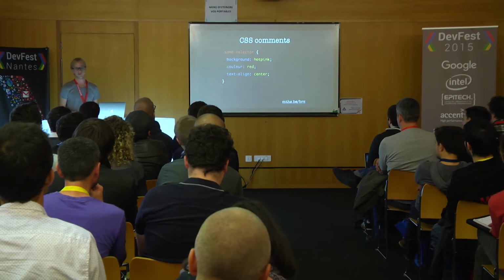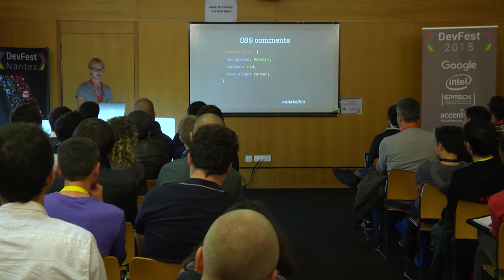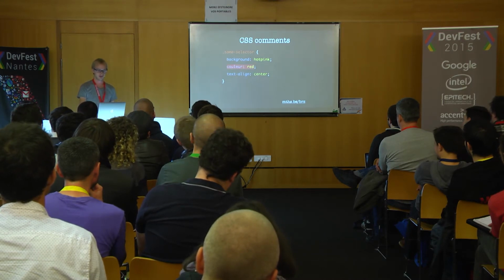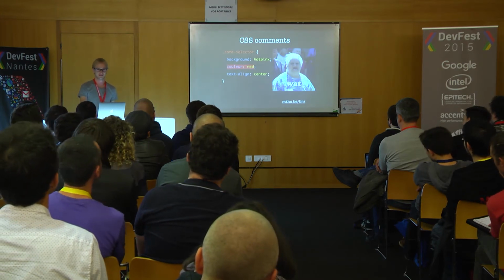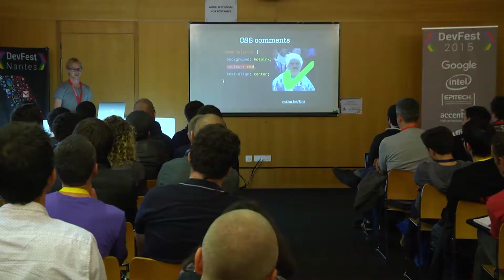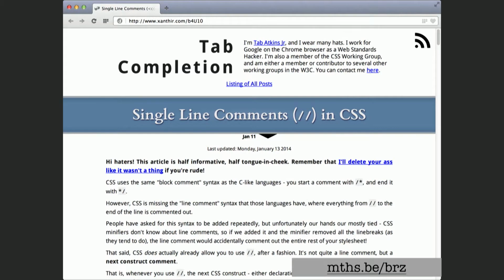We could just translate the property name to French, couleur red, and that would also be ignored because no browser supports that. Or you could just make a few typos in the property name. That would also work. And that's kind of crazy, and you should probably never deliberately do this, but it actually works in the sense that the rule is silently ignored. So Tab Atkins has an excellent blog post that explains these tricks, and it's a really good way to learn a little bit about CSS grammar and how CSS error handling works. I thought that was pretty interesting.